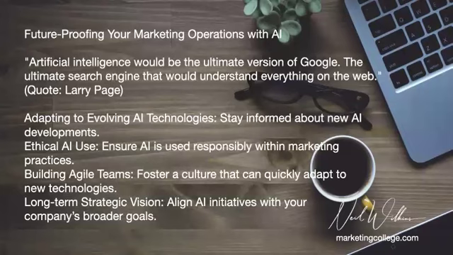But artificial intelligence would be the ultimate version of Google, said Larry Page, the ultimate search engine that would understand everything on the web. AI is going to do the same for our marketing operations. It's going to adapt to evolve. The technologies are going to change, so we need to stay informed about new AI developments. We need to do that too. We're going to need to be mindful, obviously, of ethical AI use. We're going to make sure that we're still using it responsibly within our marketing processes.